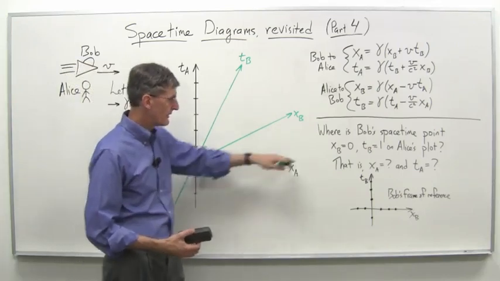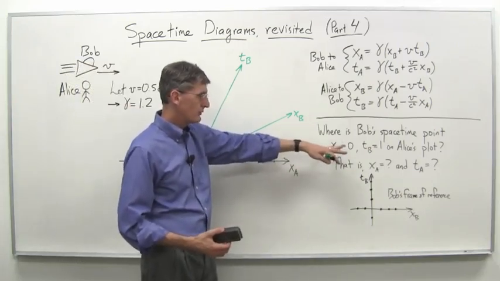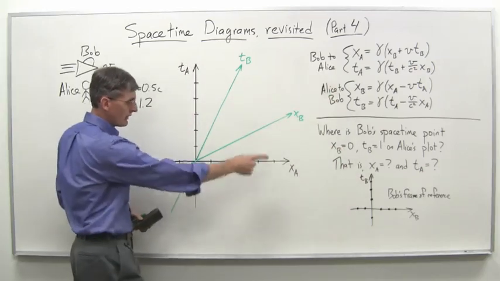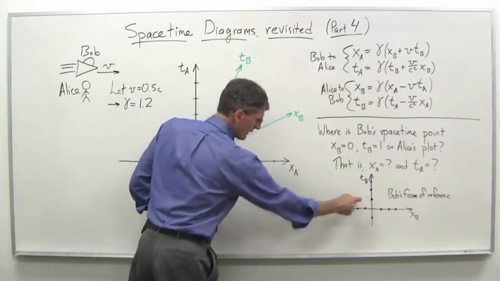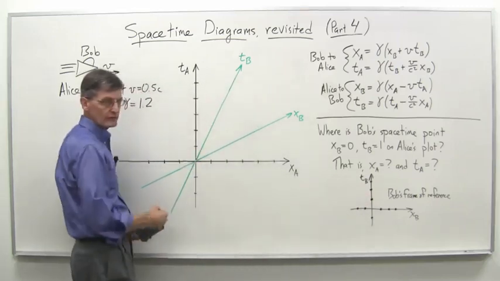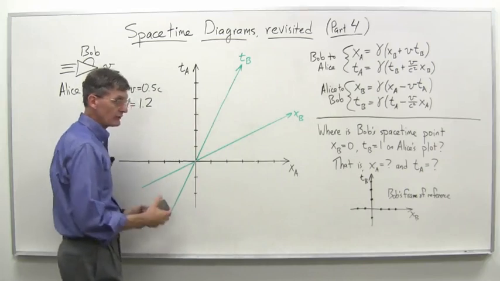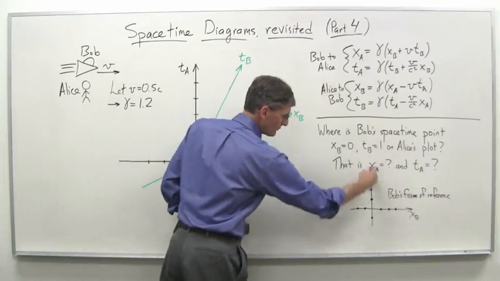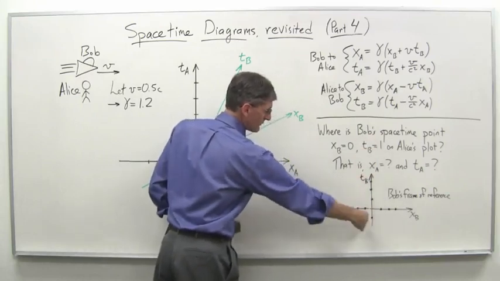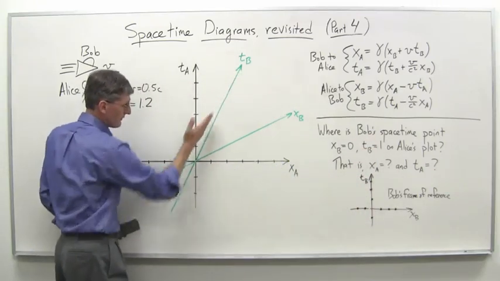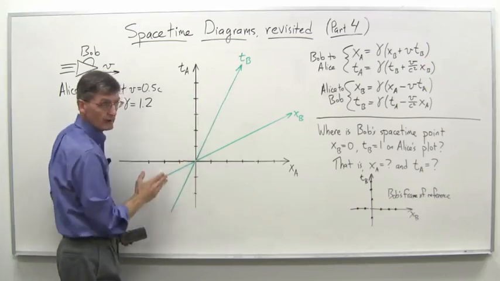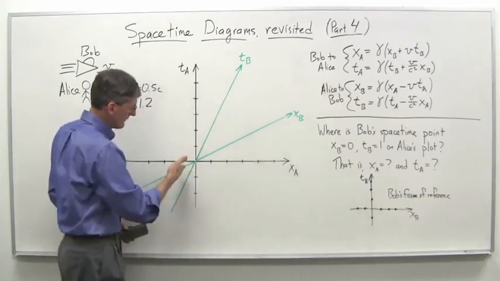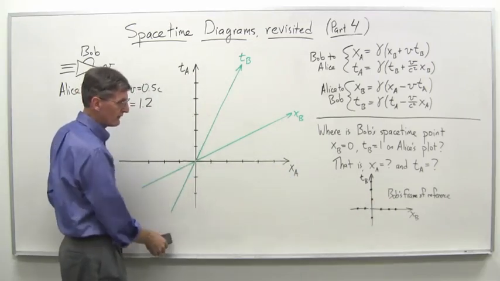So let's take a look at this. Bob's spacetime point x_B equals 0, t_B equals 0. We're going to use the Lorentz transformation equations to plot this point from Bob's frame of reference onto Alice's plot. And we expect it's going to appear on the t_B axis, because all these points are on the t_B axis. In Bob's frame of reference, we showed that this is how the t_B axis looks when we put it on Alice's plot. Therefore, we know this point is going to be on here someplace. We just don't know exactly where, and that's what we need to figure out.